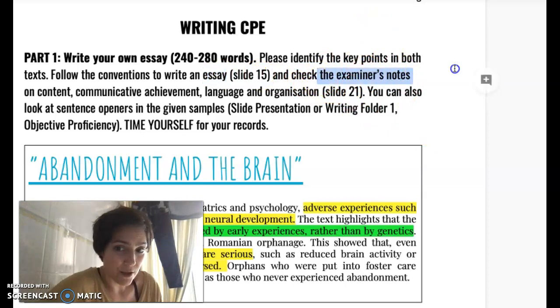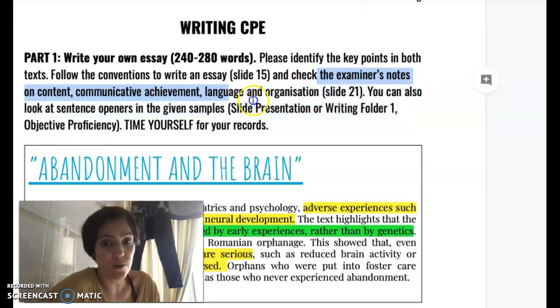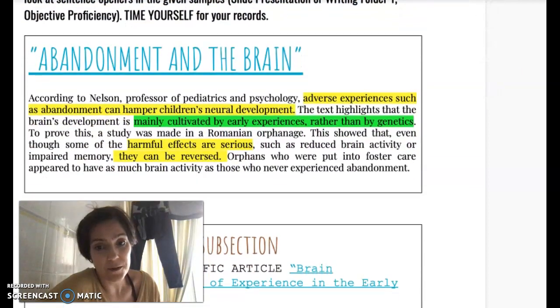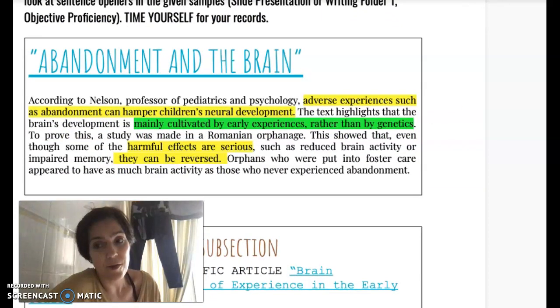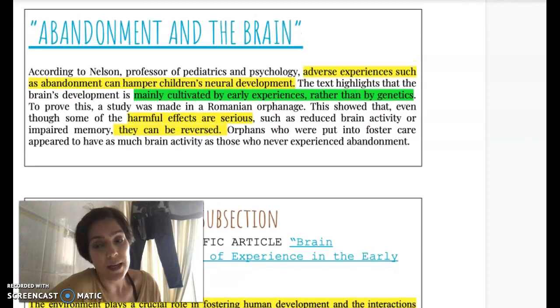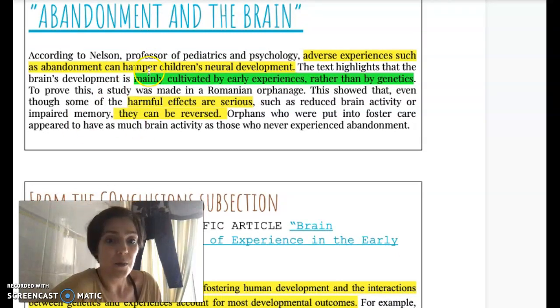I also added: check the examiner's notes on content, communicative achievement, language, and organization. Look at sentence openers, and then tell yourself, okay, now I have highlighted the basic key points in yellow, and then an example or information that I would somehow include in green. Okay, so for text 1, adverse experiences such as abandonment can hamper children's neural development. Okay, your essay must contain that idea together with those harmful effects.